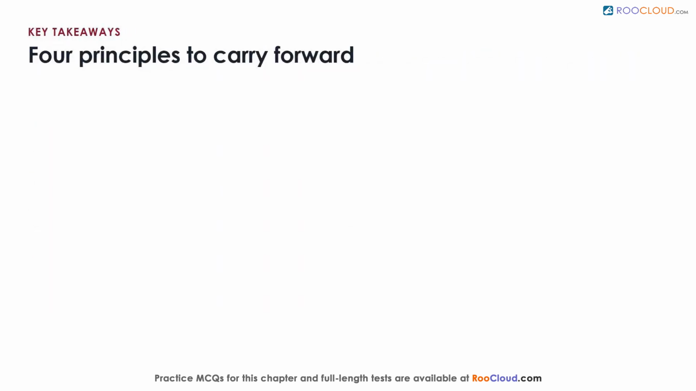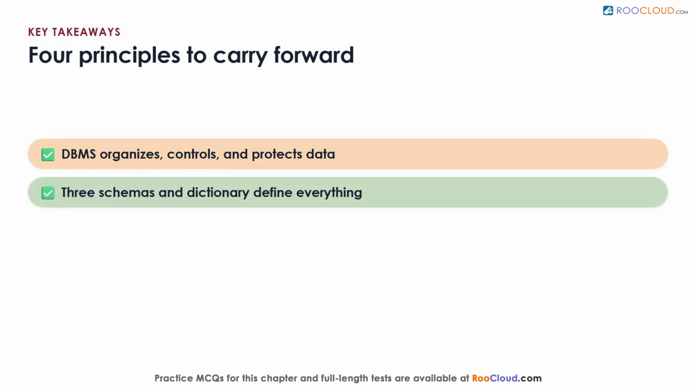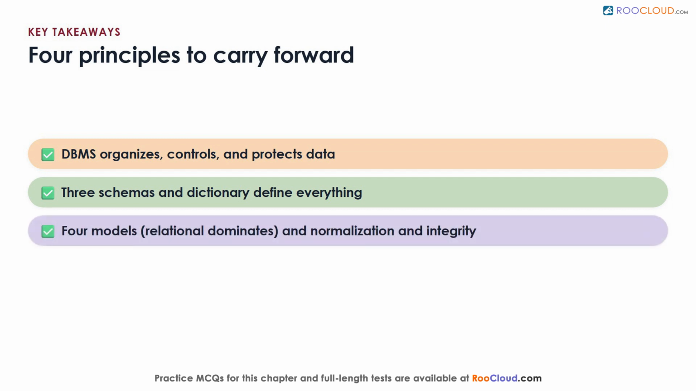So let's bring it together. A database management system organizes, controls, and protects data. Underneath sit 3 schemas and a dictionary that defines everything. 4 classic models exist, with relational dominating most systems. Normalization and referential integrity keep relational data clean.